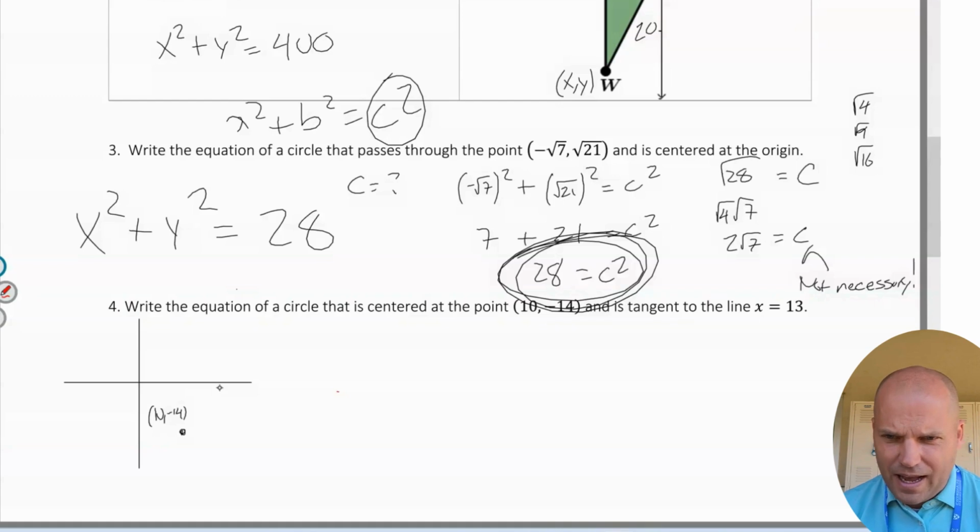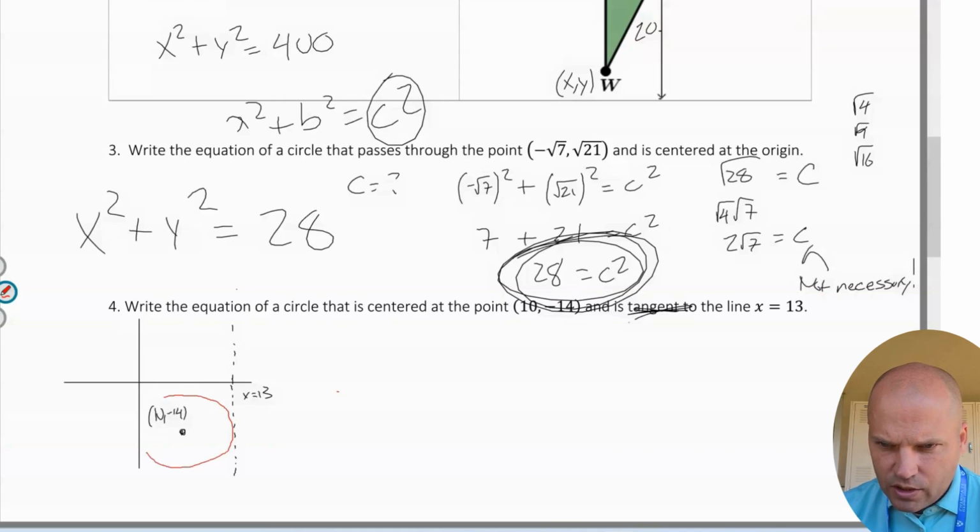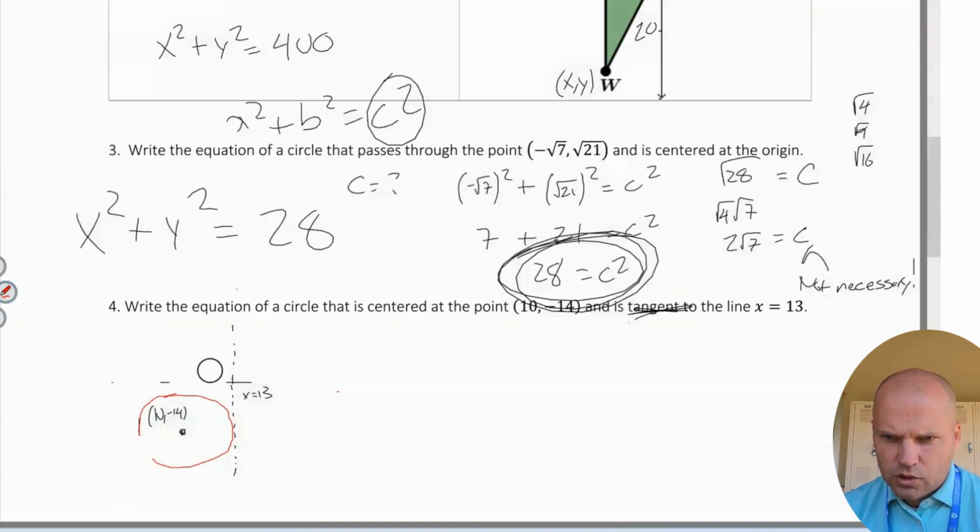And we're talking about how the line x equals 13, which is a vertical line, is tangent. Now, what does it mean to be tangent? It just means it touches the circle at one location. So we have this circle that's just going to touch that location like that. Just going to leave it like that.